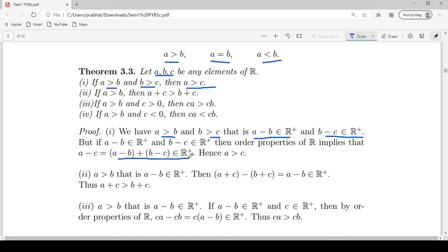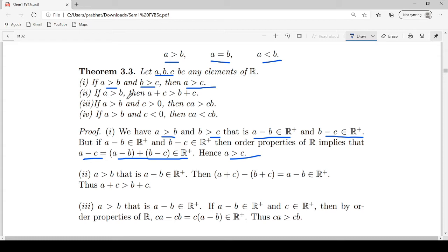But what is this addition? If you use the associative property of addition, minus B plus B is 0, so it will be A plus 0 minus C, then 0 is the additive identity. Therefore you can say this addition is equal to A minus C. That means A minus C belongs to R plus, and it will imply that A is greater than C.